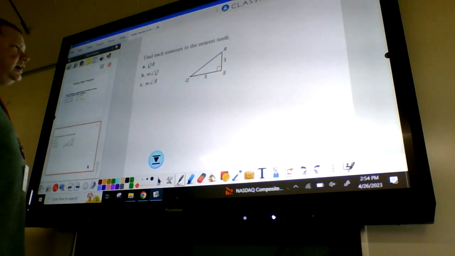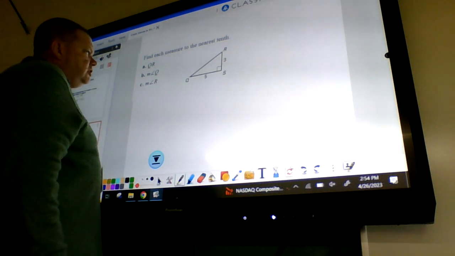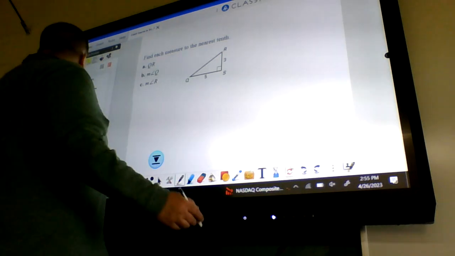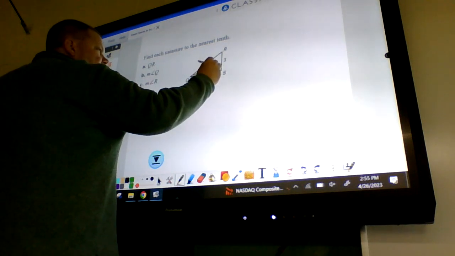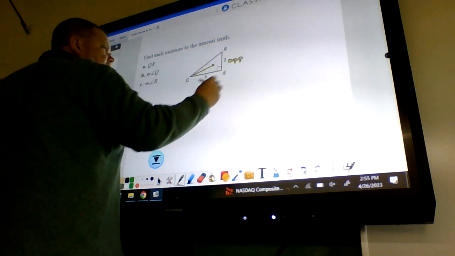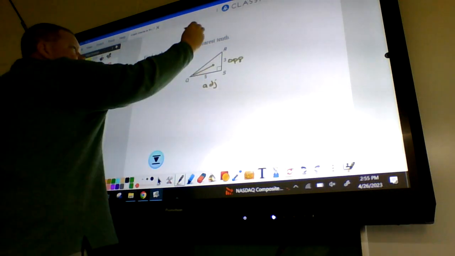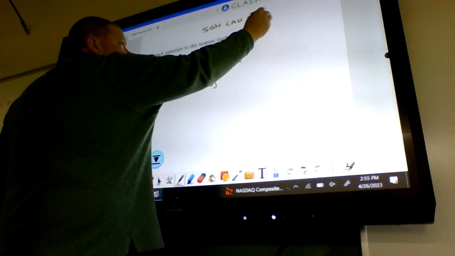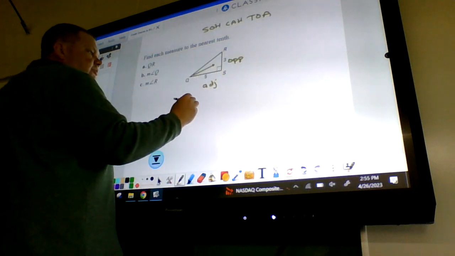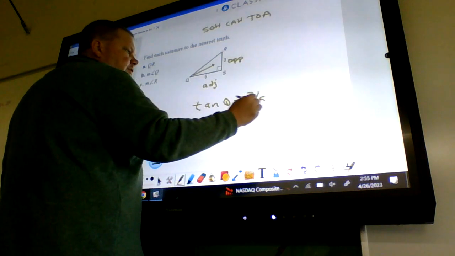The final question then is to find each measure to the nearest tenth. When we're looking at this problem, we need to find QR, the measure of angle Q, and the measure of angle R. The measure of angle Q has this side over here, so this is my opposite. And then my adjacent side is going to be the remaining leg. Because I'm using opposite and adjacent, we're going to look at SOHCAHTOA. My opposite side is 3, and my adjacent is 5. So the tangent of Q is going to be 3/5.